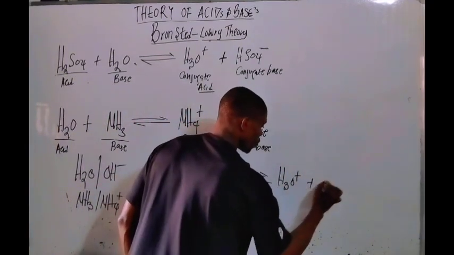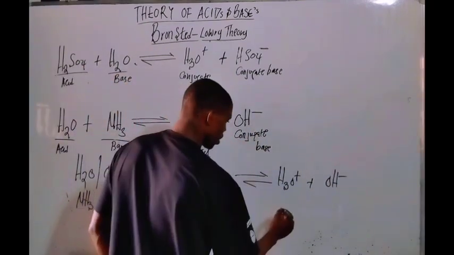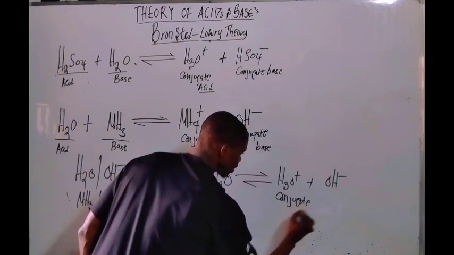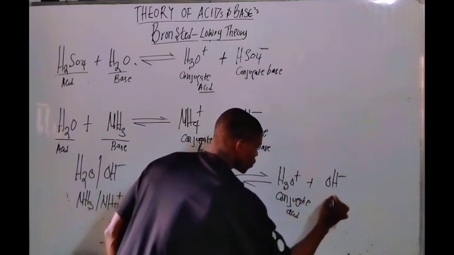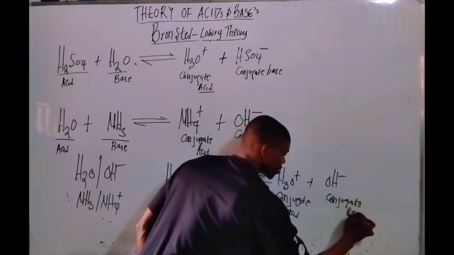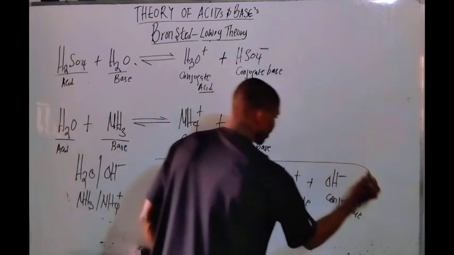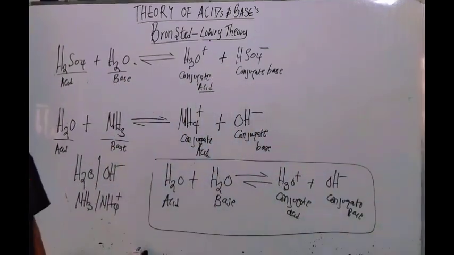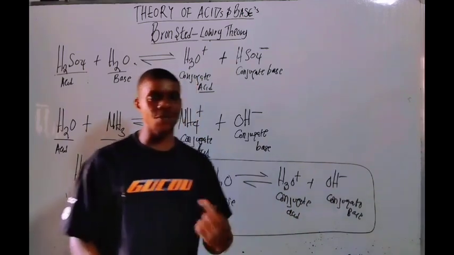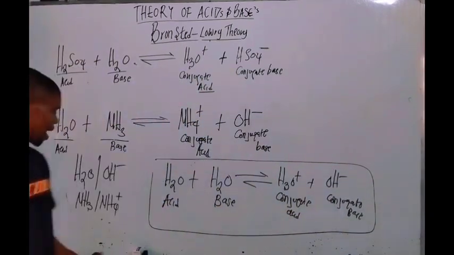Now why do we also form OH minus? Here we have conjugate acid. Here we have conjugate base. This is that. So now this is where your pH calculation comes from. Yes. So in our next video, we want to look at pH calculation, very important. But I hope this video has been helpful so far.